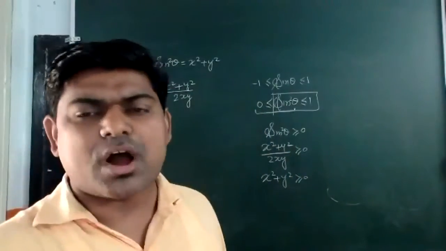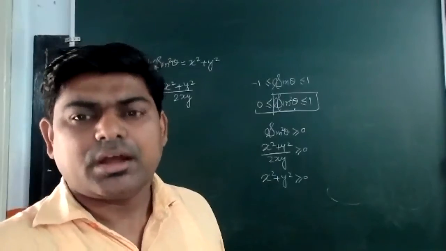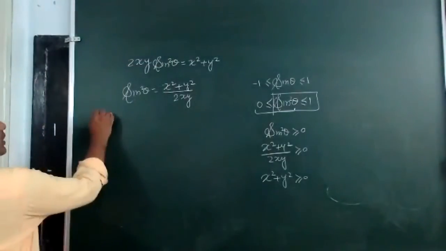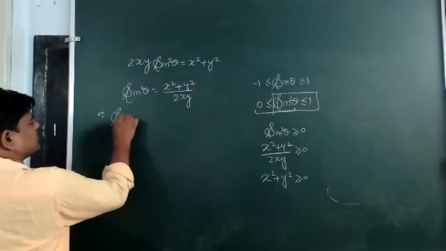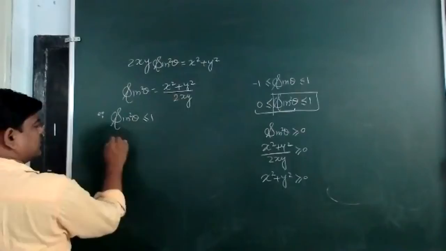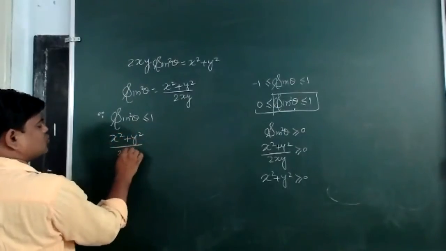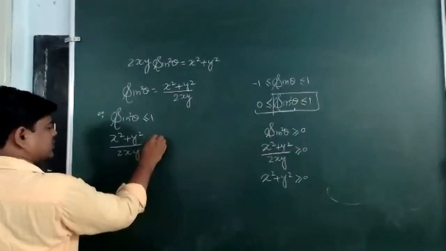I'll take sin square theta less than or equal to 1. And what will happen? Since we will write here sin square theta is less than or equal to 1, it means x square plus y square upon 2xy is also less than or equal to 1.